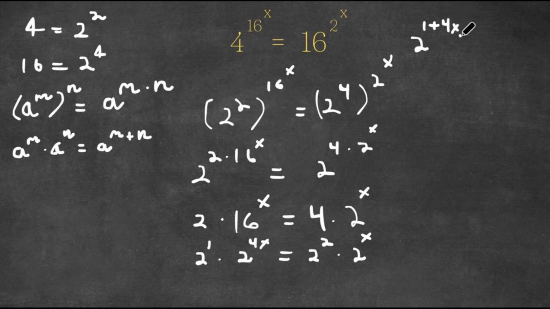And now this is equal to, on our right-hand side, 2 to the power of 2 times 2 to the power of x, which is equal to 2 to the power of 2 plus x. Now again, because the bases are the same, this also means the exponents are the same. So now we have 1 plus 4x is equal to 2 plus x.